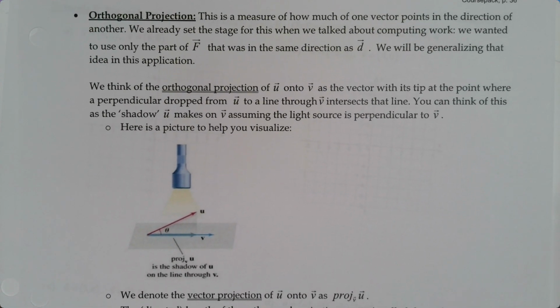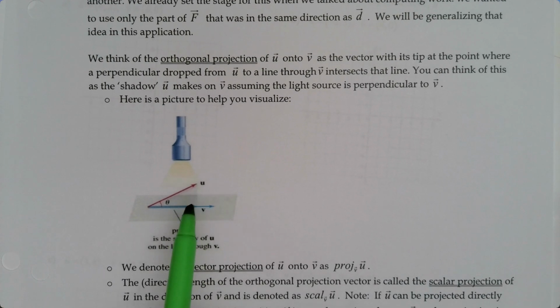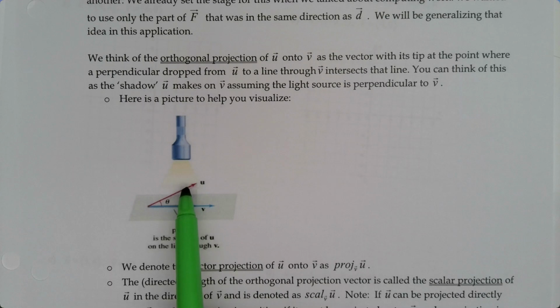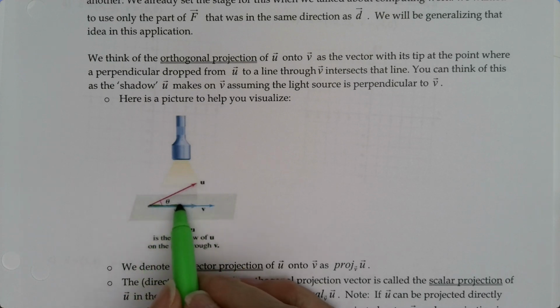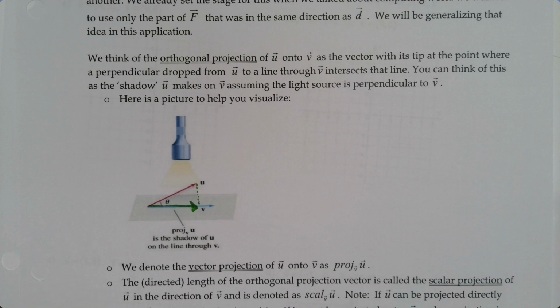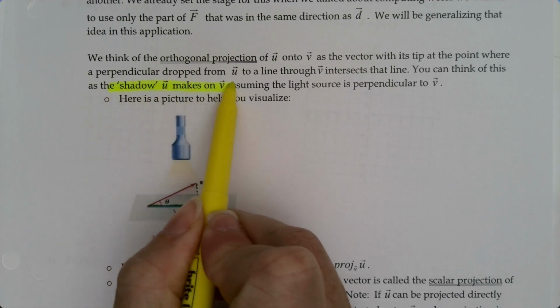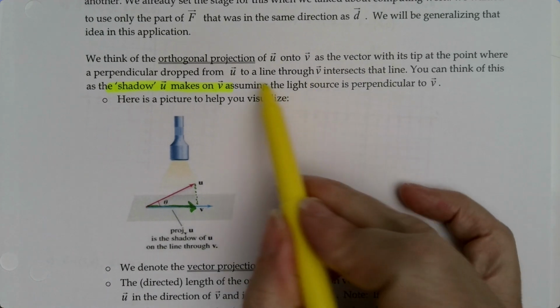So we can think of an orthogonal projection of u onto v as the vector with its tip at the point where a perpendicular dropped from u to a line through v would intersect that line. So in other words, if you look at the diagram here, you have u here and you have v down here, or the line that contains v. And the shadow that it would drop from a perpendicular is the projection. See, there's a perpendicular line right there for the shadow. And that's how we think of these. We think of them as the shadow that u casts upon v. Assuming, of course, that the light source is perpendicular, because that's part of that assumption.